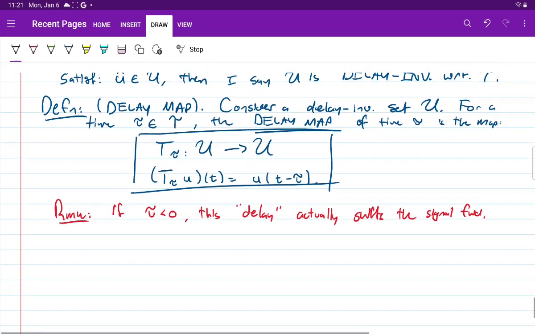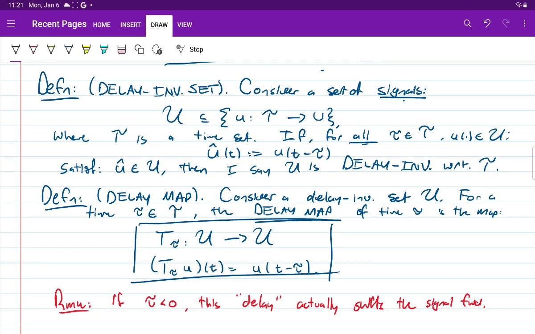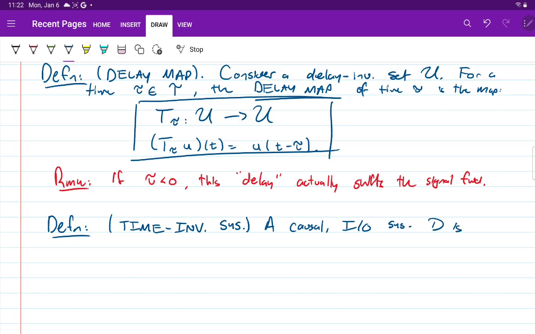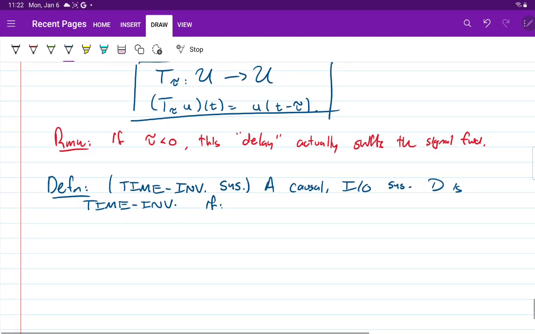Now that we have the idea of a delay map and a delay invariant set, we can provide a really precise definition for a time invariant system. Let's do that. Definition, a time invariant system. We say that a causal I/O system, D, is time invariant if the following properties are satisfied.